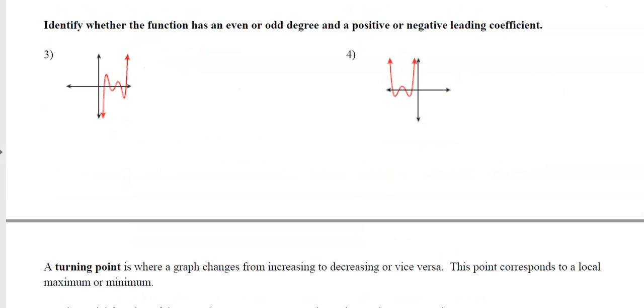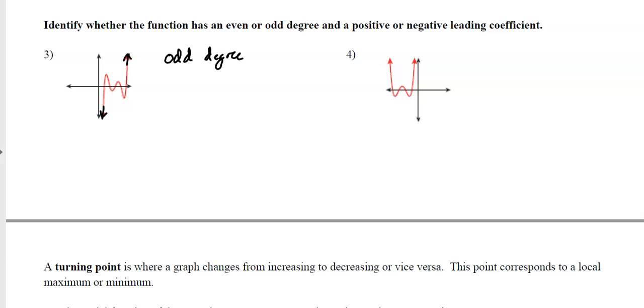All right, 3 and 4 is just kind of a matching. It says, hey, identify whether you're even or odd degree, positive or negative. So looking at these graphs, well, I know because the ends, this side's going down, this side's going up. This is going to have an odd degree.